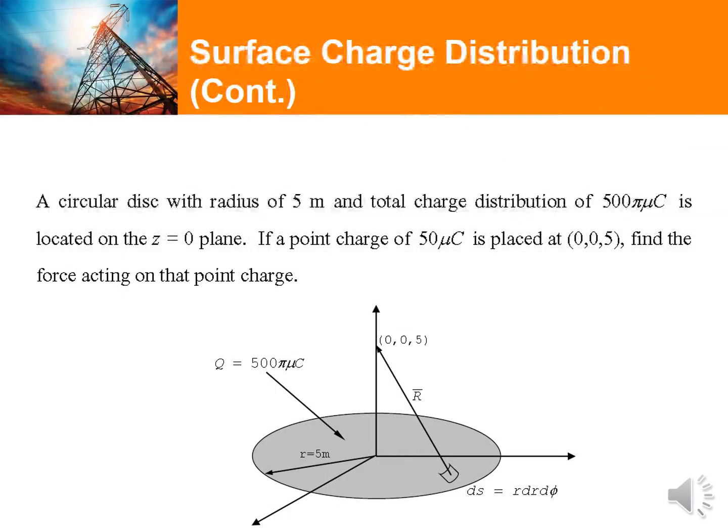Let's try to solve this as a homework. Given that a circular disc has a radius of 5 meters and a total charge distribution of 500 pi microcoulomb on the surface, and the surface is located at z equal to 0. If a point charge of 50 microcoulomb is placed at coordinate 0, 0, 5, try to find the force acting on that particular point charge. Students, let's do this as a homework.